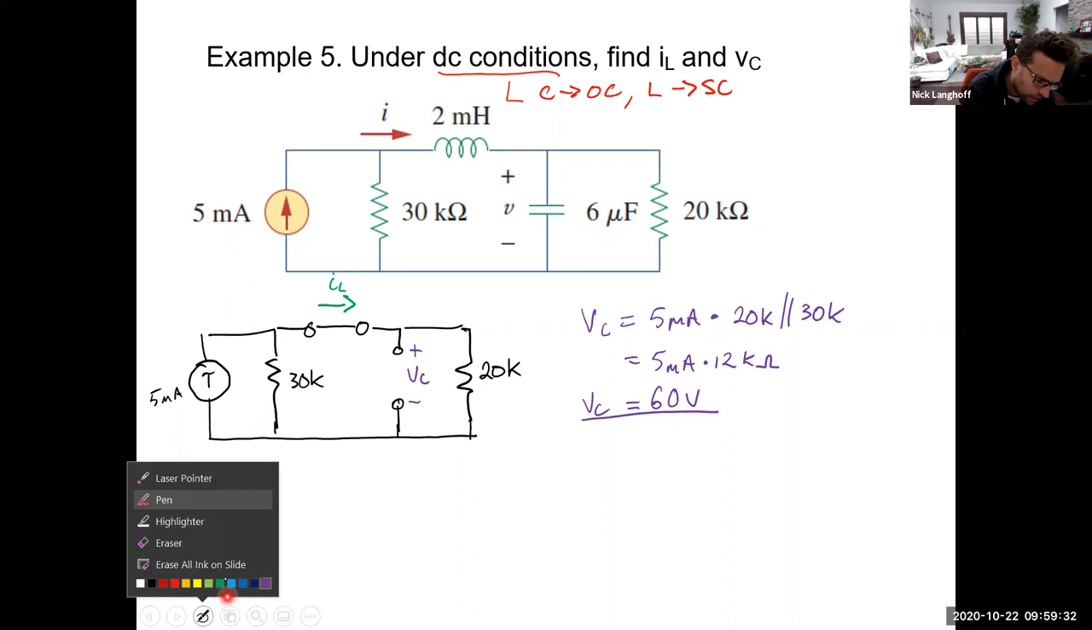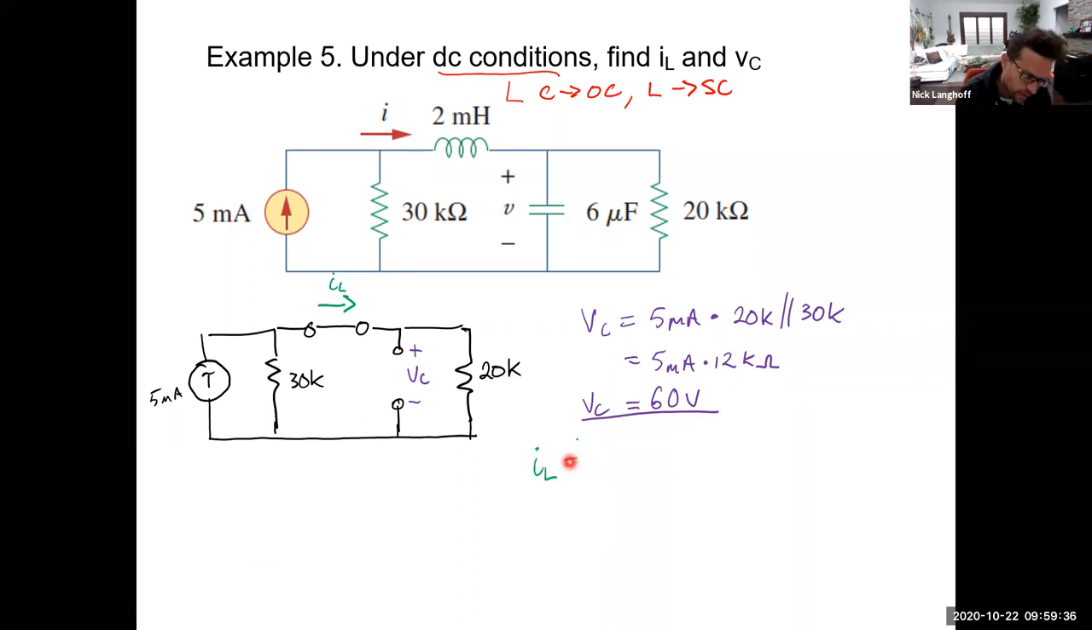And now we wanted to do IL. This ends up being a nice simple current divider because we noticed that now, here's an important conceptual leap that you need to make: the current going through the inductor, under any conditions, might split and go between the capacitor and then over here through the 20K resistor, right? But these aren't any conditions. These are the DC conditions. And under DC conditions, the capacitor is fully charged and acts like an open circuit here. And so any current flowing through the inductor has to actually continue to make its way and go through the 20 kilo ohm resistor.